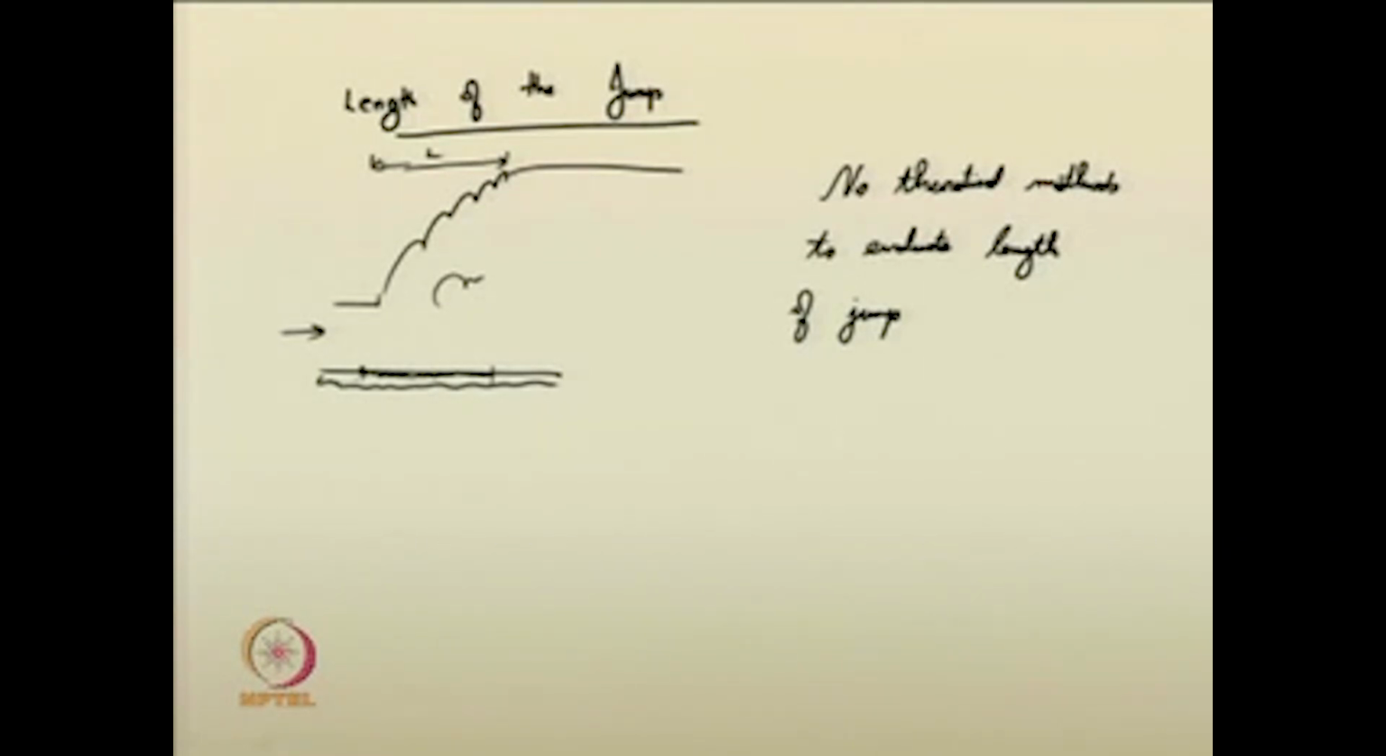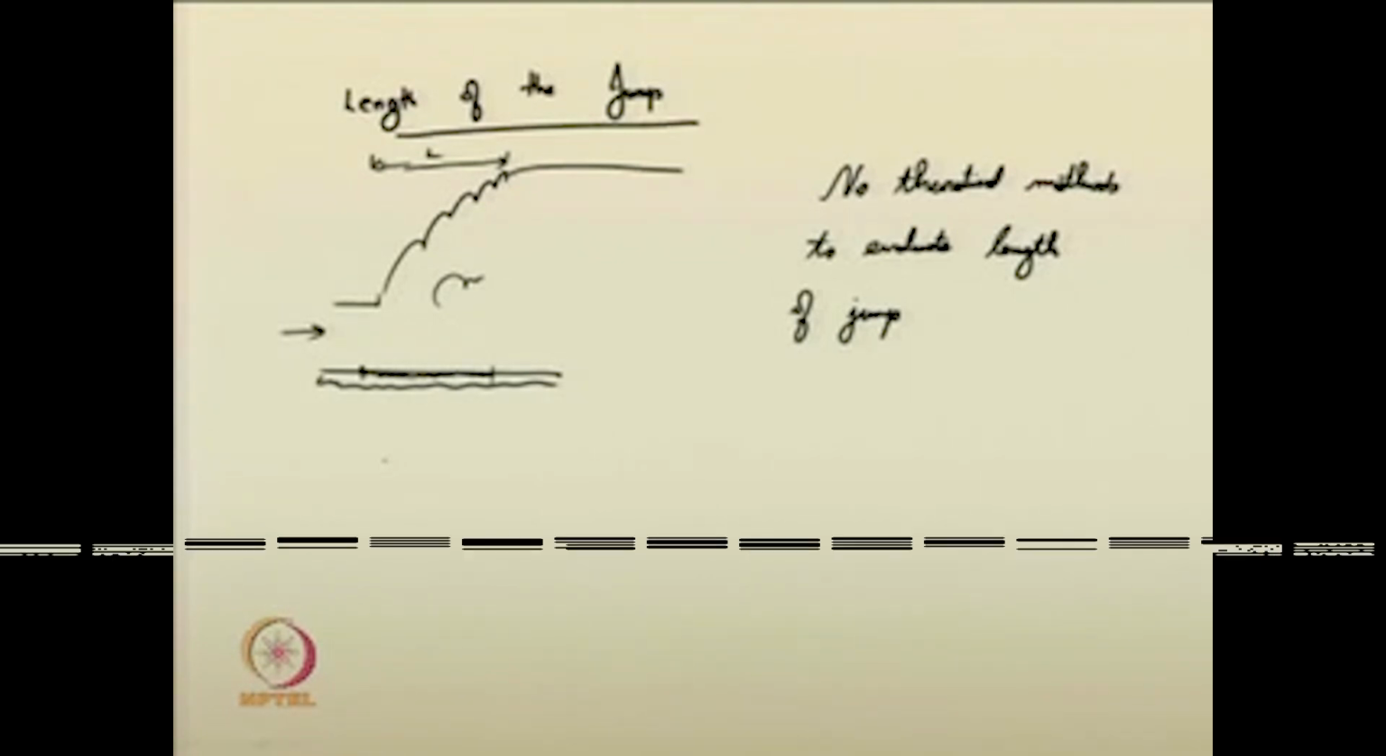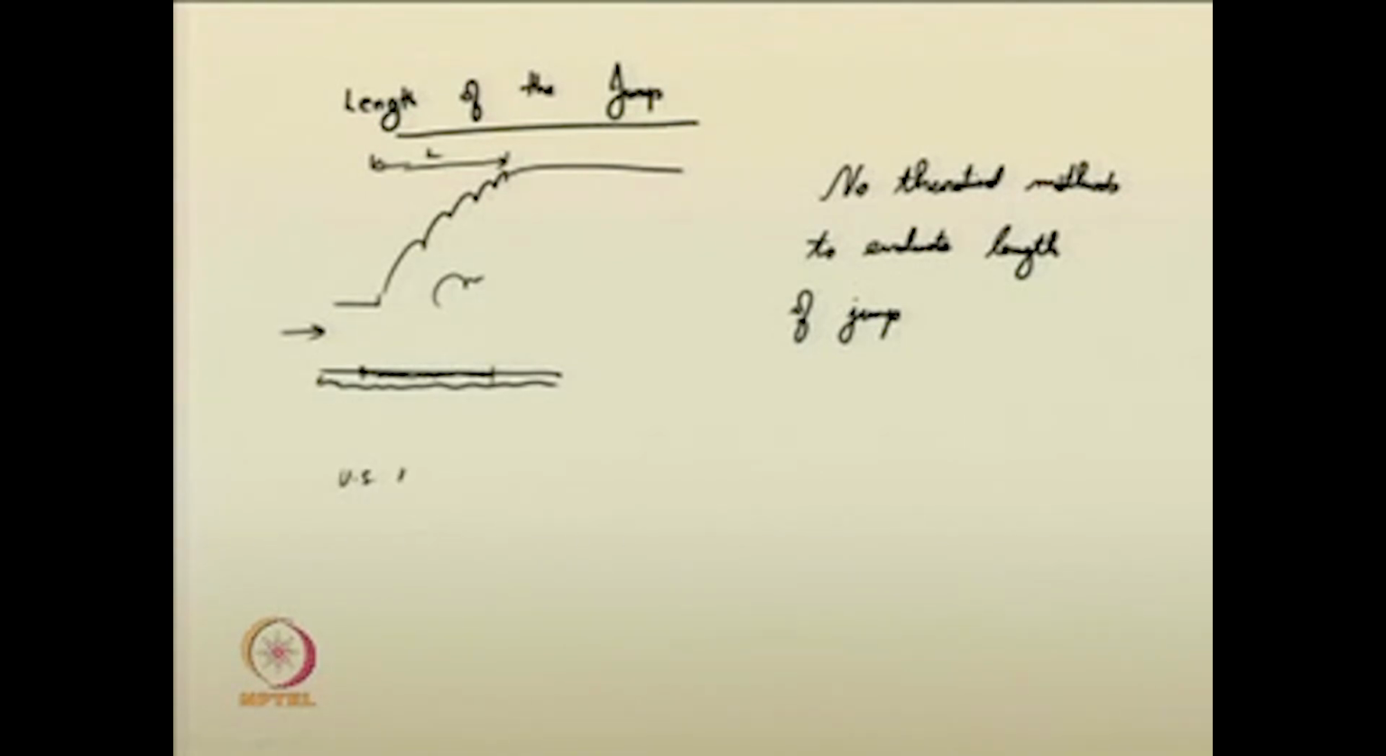So, as we suggested, the beginning of the jump is well defined, but the end is still ambiguous. From the experiments, for example, the US Bureau of Reclamation, we have taken their data earlier also, they conducted experiments on open channels in 1955, and they have reported their experimental data with various analysis.